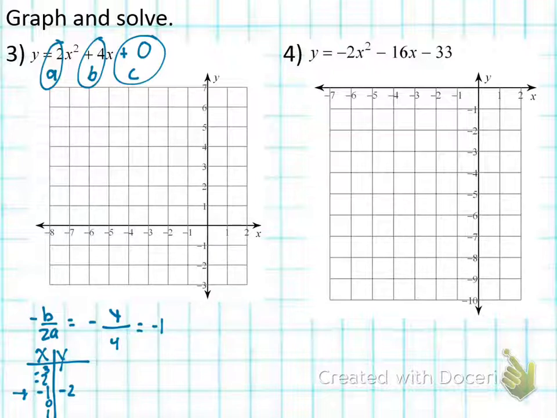Then we continue. Let's plug in 0. 0 is nice. What's 0 squared? 0, good. What's 4 times 0? So 0 plus 0 plus 0 is? Wow, 0. Okay? And if we put 1 in, you should get 6, okay? 1 squared is 1. 1 times 2 is 2. 4 times 1 is 4. So 2 plus 4 is 6 plus 0 is 6.